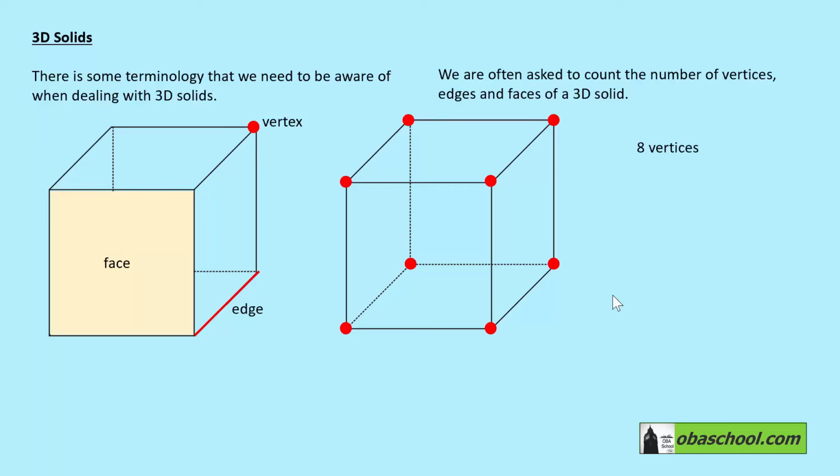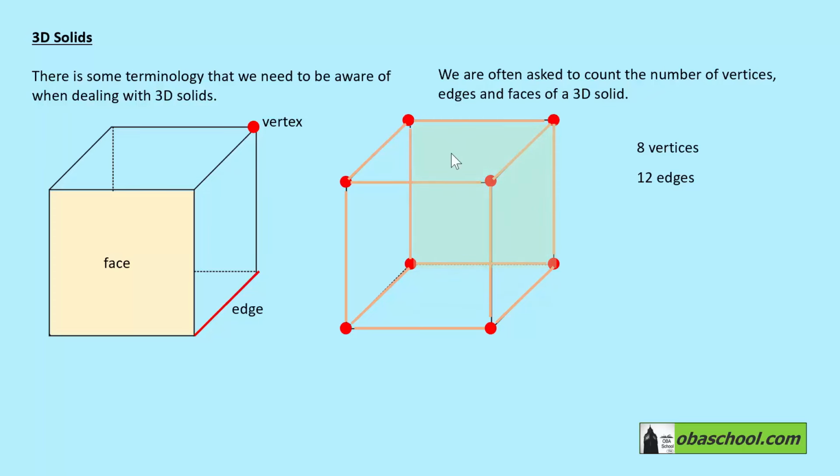Now let's consider the edges. So I've got one here, one here, one here, and one here. That's 4. I can see these ones as well. There's 4 of those, and I can see that I've got 4 left going around the shape, giving me a total of 12 edges.